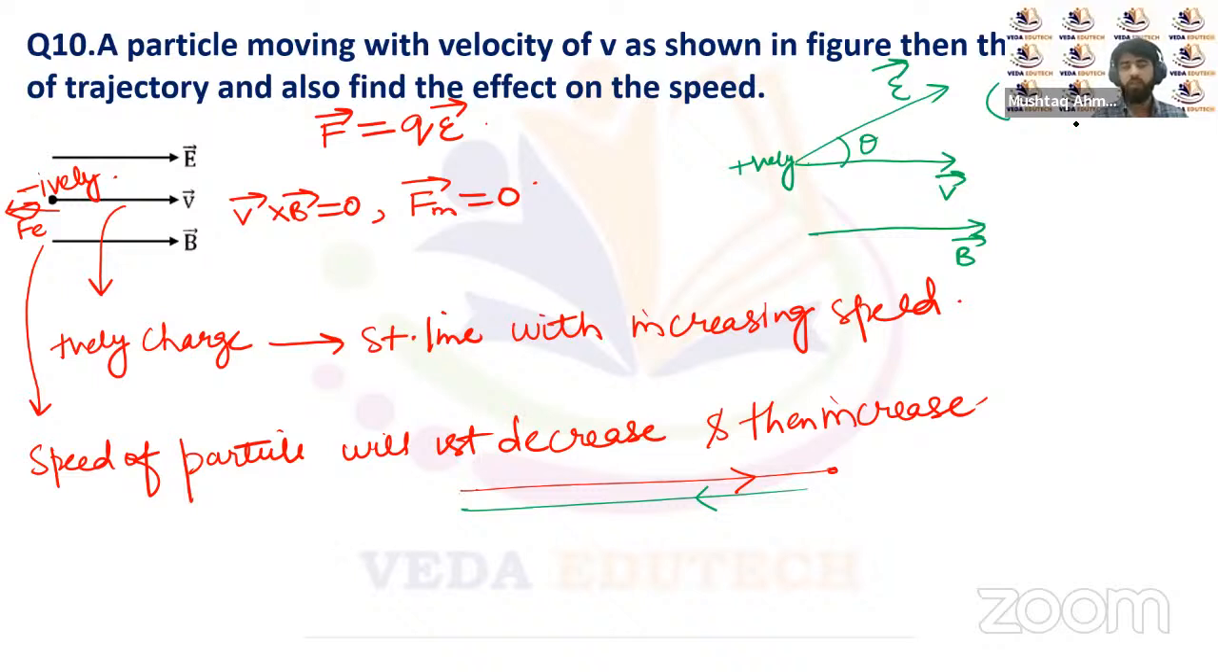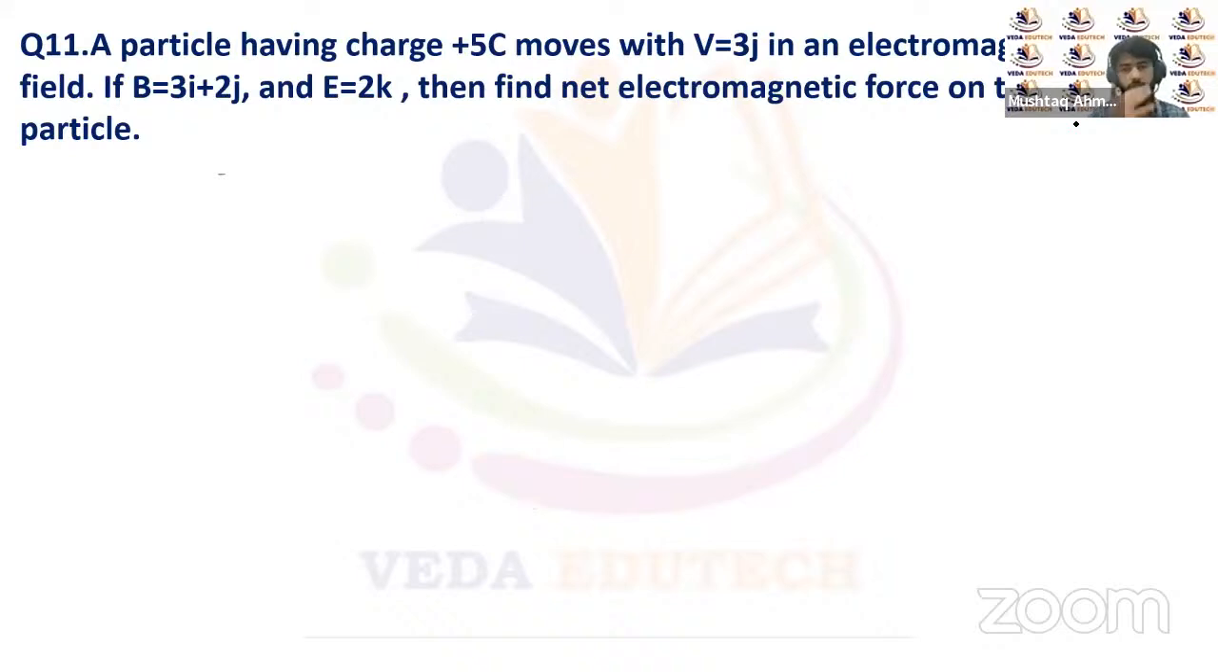So this is how we can find the trajectory and comment on the speed of the particle, provided the magnetic force is 0. If the magnetic force also comes into play, then we have to look at the two equations together to determine the net path. It will be decided by the net force acting on this charged particle. So this is how we can comment on the trajectory of the charged particle. Now let's move on to question number 11.